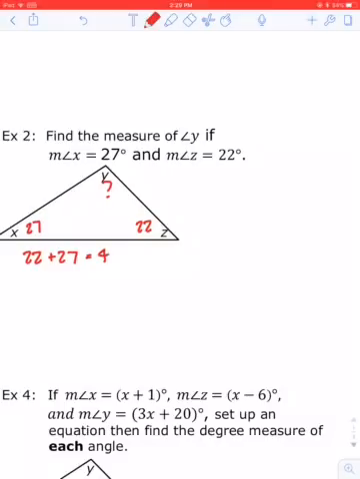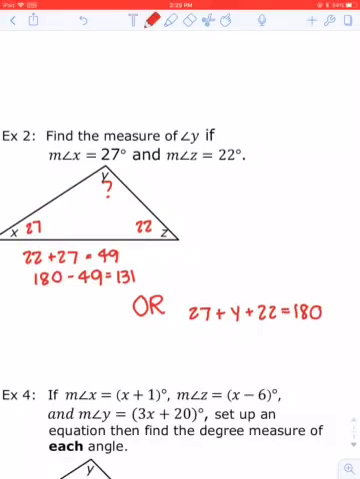When I do that, I get 49. Then I'm going to subtract 49 from 180, and I get my missing angle measure, which is 131. Algebraically, I'm doing 27 plus y plus 22 equals 180. 49 plus y equals 180. Isolating the variable, y equals 131. All right?